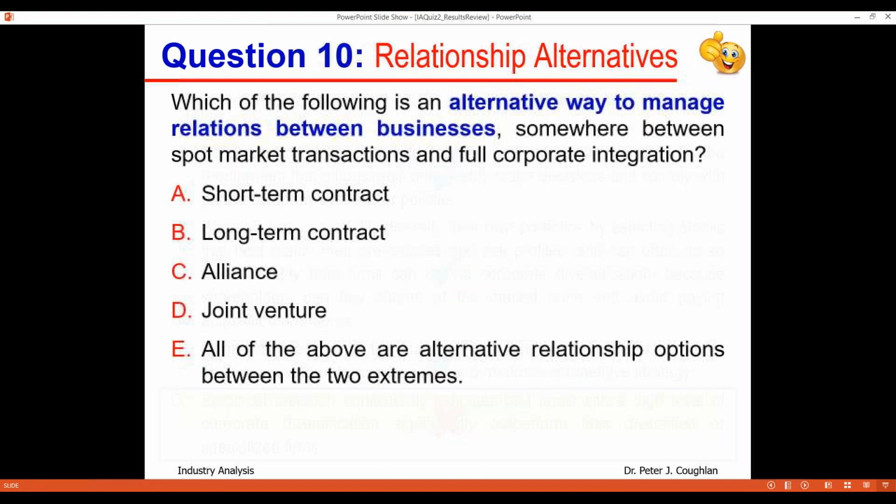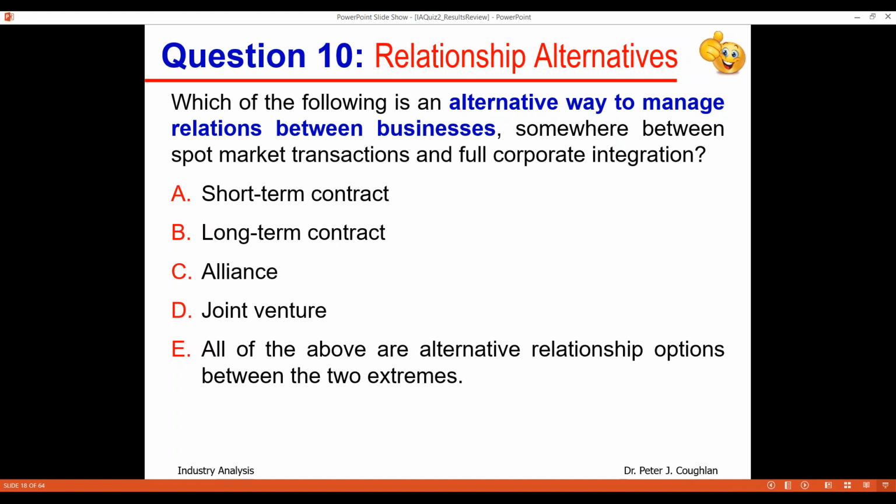All right, question 10. Relationship alternatives. Which of the following is an alternative way to manage relations between businesses, somewhere between spot market transactions and full corporate integration? A, a short-term contract; B, a long-term contract; C, an alliance; D, a joint venture; or E, all of the above. These are alternative relationships often between the two extremes. And the answer is, of course, all of the above.